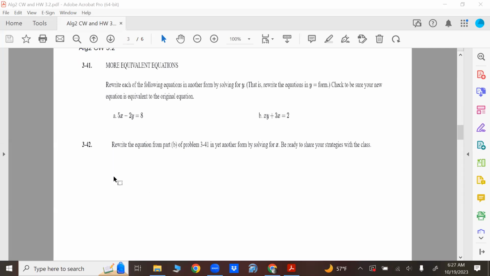Here we want to write equivalent equations. So for 41, we're asked to solve for y, so get y by itself. And then the next one, 42, for part B, you're asked to get x by itself. Well, 41 should be pretty easy, right?